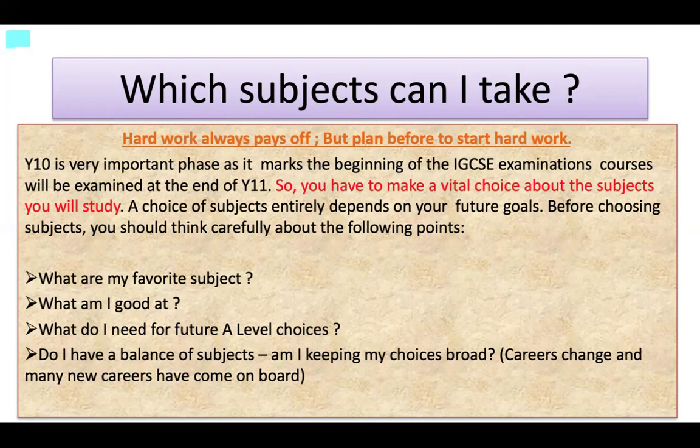So what do I need for future A-level choices? It's 2 years now, and you might think another 2 years down the line is a very long time and you don't really need to think about those things. But if, for example, you want to do a medical course and you don't take the sciences for your GCSEs, then you're going to have a lot of trouble when it comes to the advanced supplementary, that's AS and A level, because you won't have the foundation. They kind of follow on one from the other.